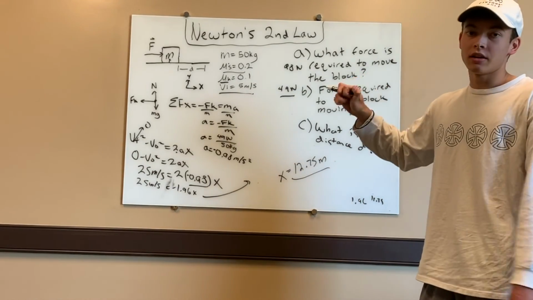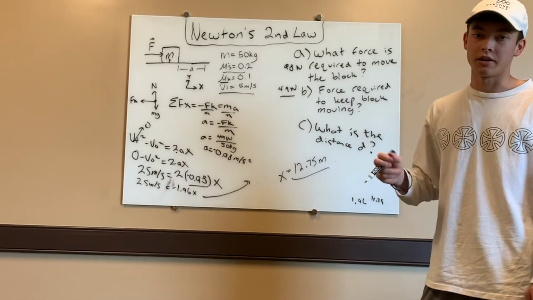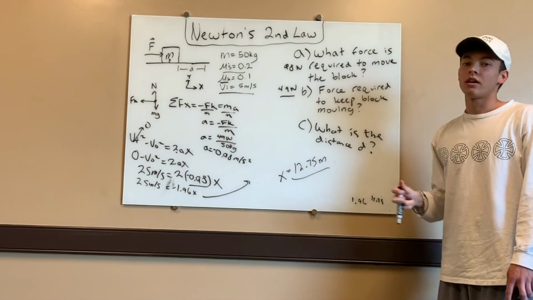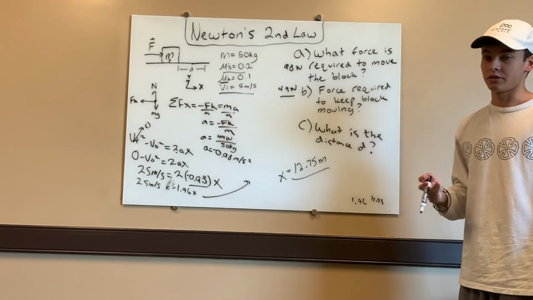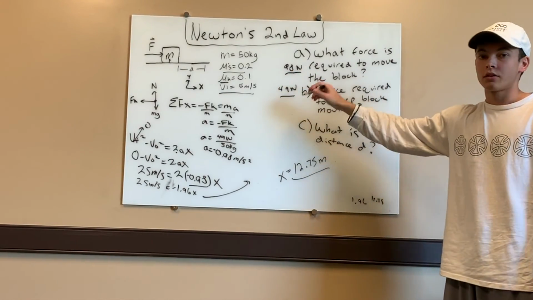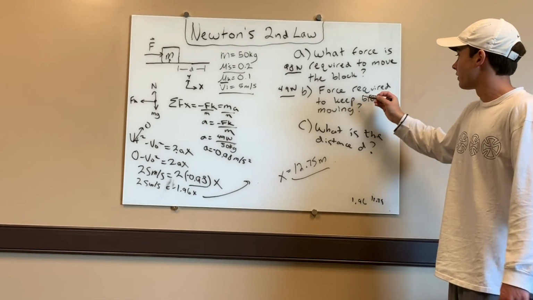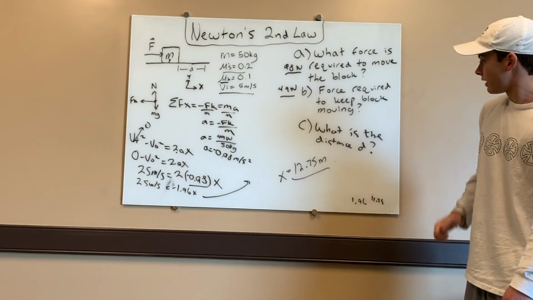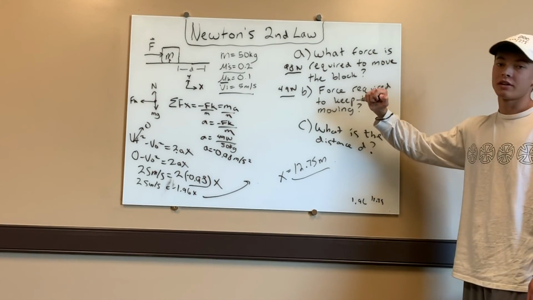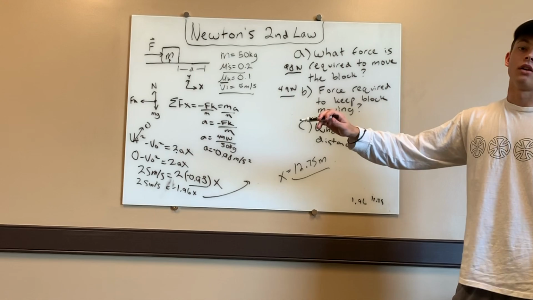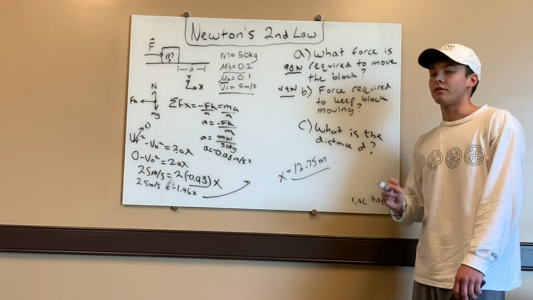And this is because the friction is causing it to slow down. So we found out the force that is required to get the block moving. This was dealing with static friction. So we solved for static friction, which was greater than the kinetic, which made sense. We solved for the force required to keep this block moving, which was 49 newtons. And then we found out that once this 49 newton force was applied, how far will this block slide along? And we found that it was 12.75 meters.